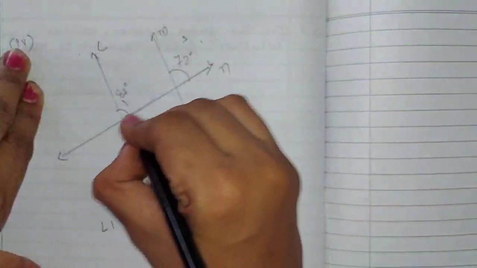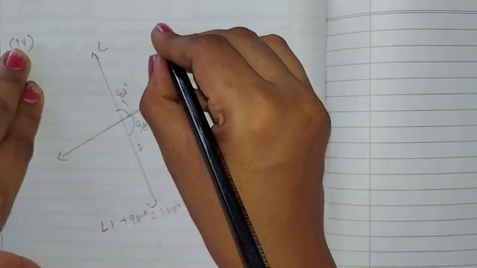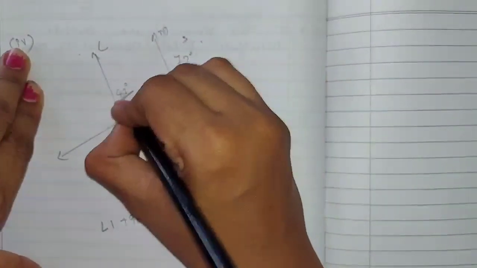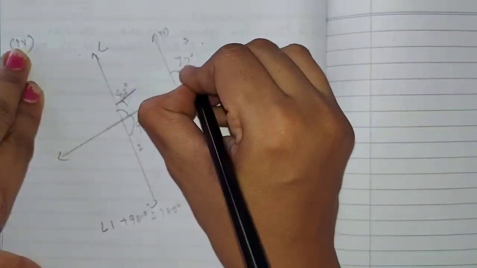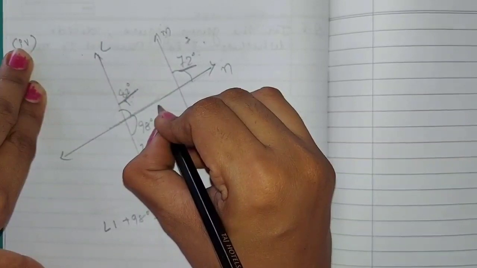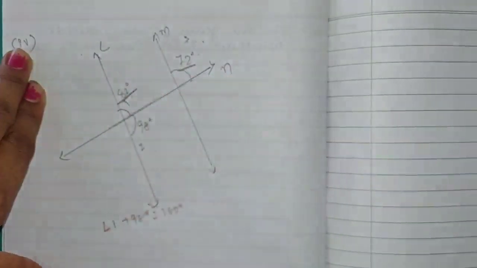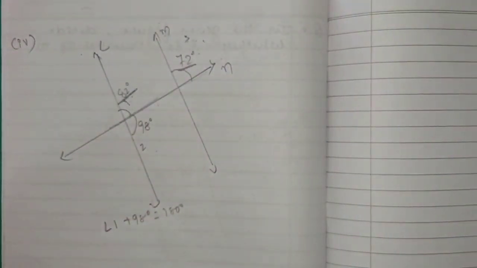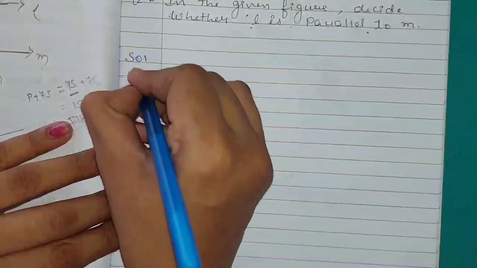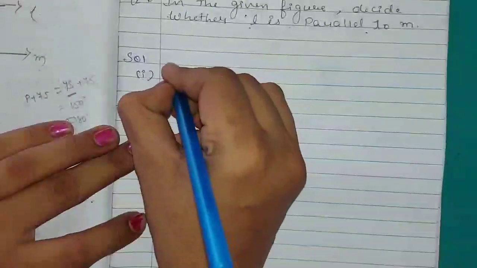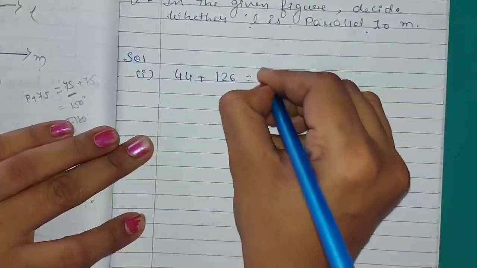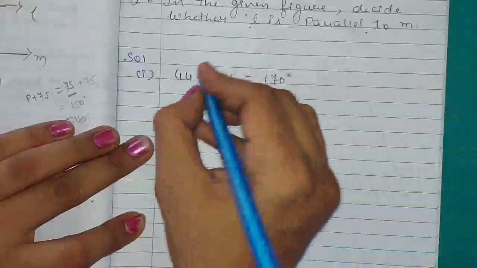But now you can see it follows corresponding angles. Here angle 1 is not equal to angle 3. Why? Because this is 82 degrees and this is 72 degrees. It doesn't follow the corresponding angles property. So here L is not parallel to M. Now let us write the solution of all these 4 drawings. Solution. Number 1, 44 plus 126 equals 170 degrees.